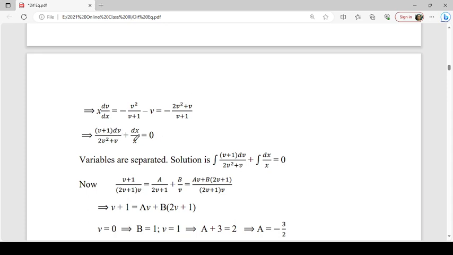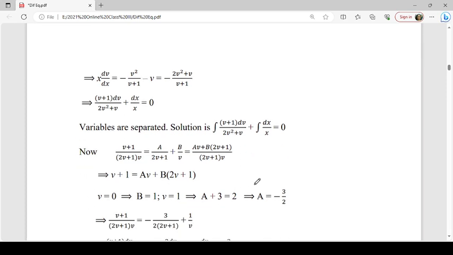Now the variables are separated: dv with only a function of v, and dx with only a function of x. Now we can have the solution. We have to integrate this. The integral of dx by x is simple, it is log x, and for this one we have to integrate using the method of partial fractions.